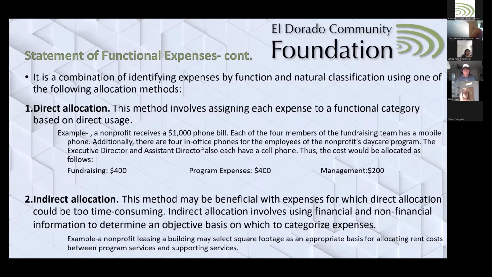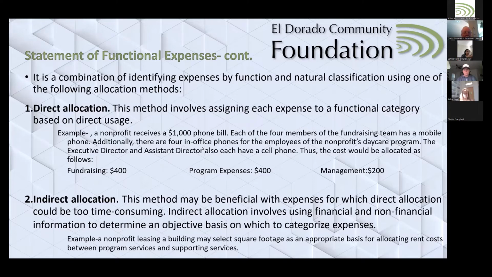The direct method assigns each expense to a functional category based on direct usage. And this just means, for example, a nonprofit receives a $1,000 phone bill. There are 4 members in the fundraising team, 4 who are employees of a nonprofit's daycare program, and there is an executive director and an assistant director who also have a cell phone. So you have 10 people total, and you have $1,000.